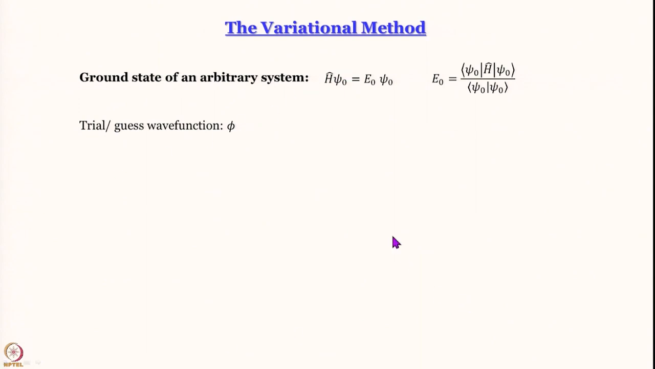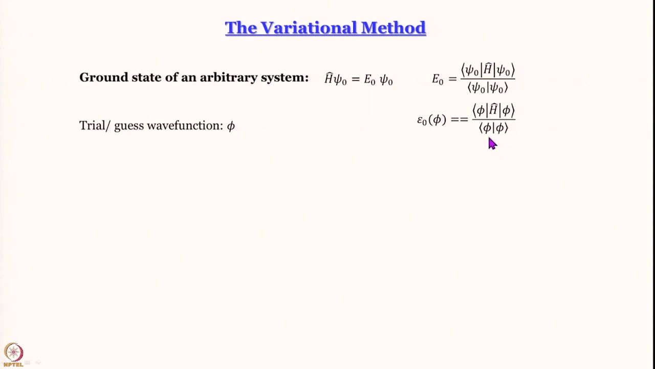So, we start with some trial or guess wave function, even if this sounds very strange, please bear with me, things will fall in place in a while, not too long a while. So, we have this trial or guess wave function phi. So, what I will do is, I will define this thing epsilon 0 in terms of phi, which has the same form as that of the eigenvalue of energy. Right. So, if phi happened to be the correct wave function, then epsilon 0 would be the energy, right.